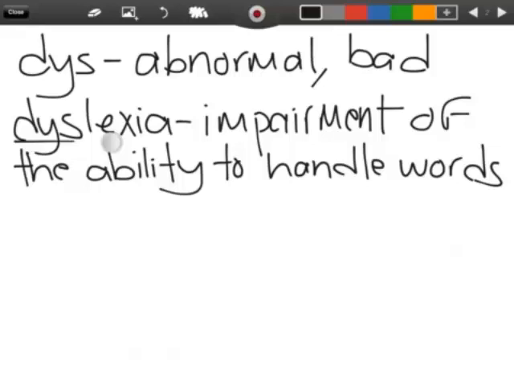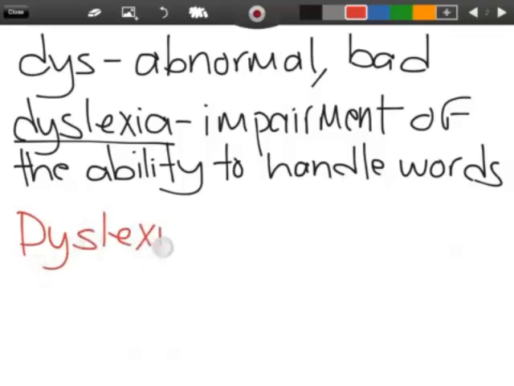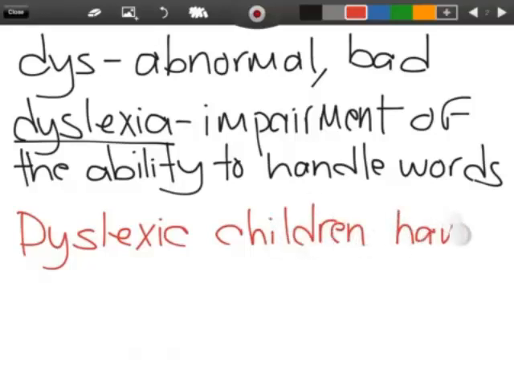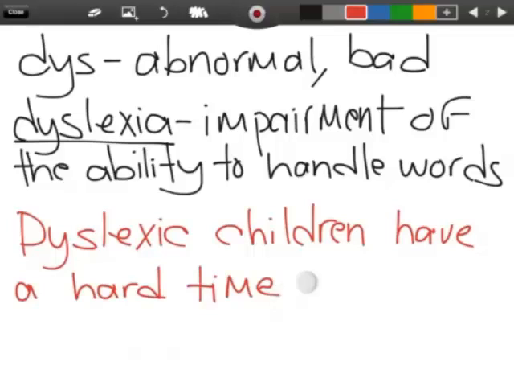I'm going to go ahead and take this and use it in a sentence. Dyslexic children have a hard time reading.